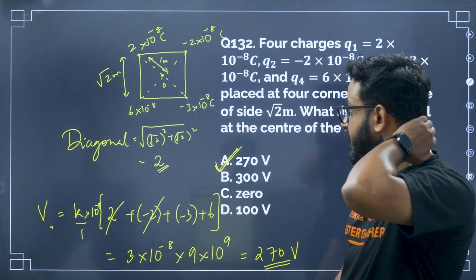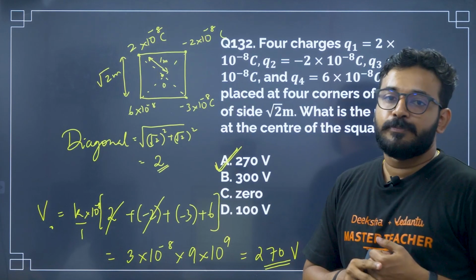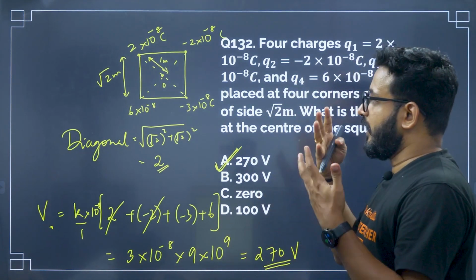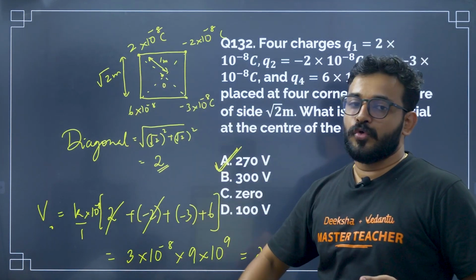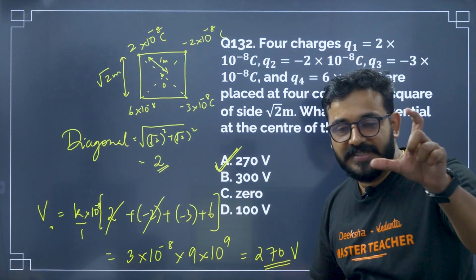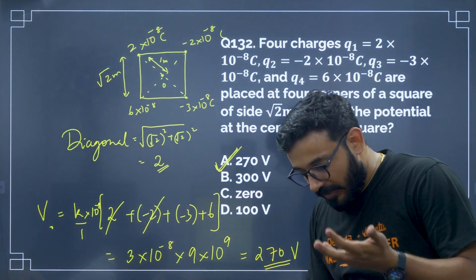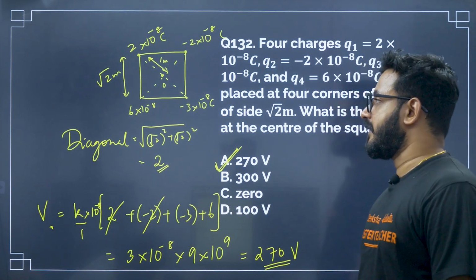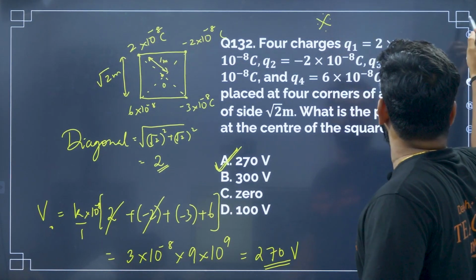Very simple question, but yes, you will have to imagine and try to decipher this particular thing. That is, when you have 4 charges spread over the corners of the square and the side length is root 2, what is the diagonal and what is the distance which you have to consider for the voltage formula? You will have to have multiple things in mind and then you will be able to do it without any problem. It's a really good question. Please mark it as an important question.